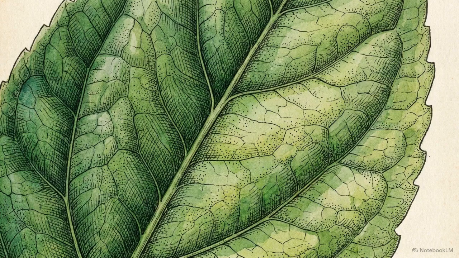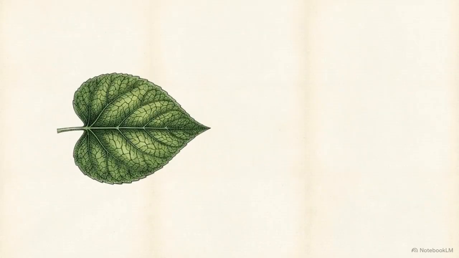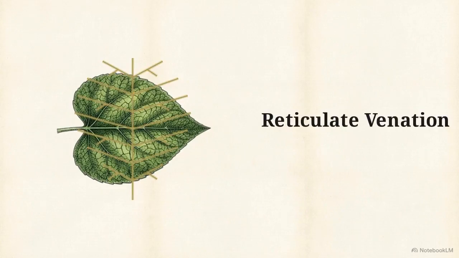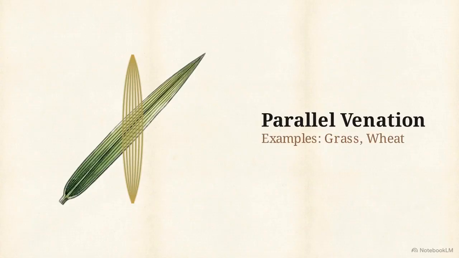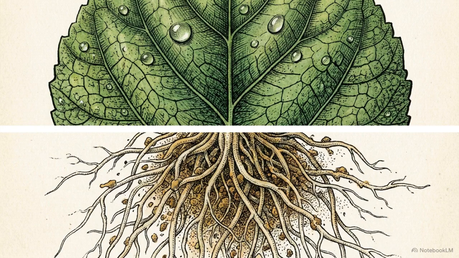We are looking for the leaf's structural wiring, known in biology as venation. Notice this broad leaf. Veins form an interconnected web. This is reticulate venation, common on hibiscus or peepal leaves. Contrast this with a thin leaf. Veins run in straight parallel lines from base to tip. This is parallel venation, seen on grass or wheat. These surface patterns are the external indicators of the plant's internal underground plumbing system.